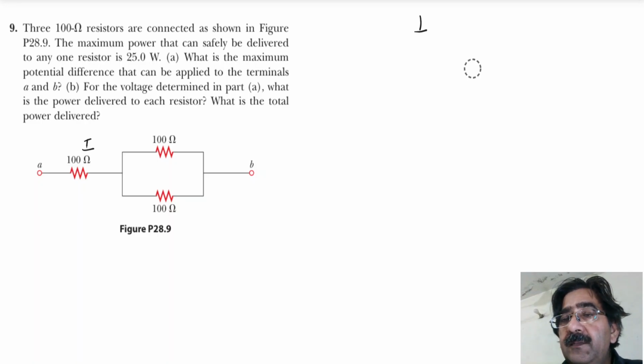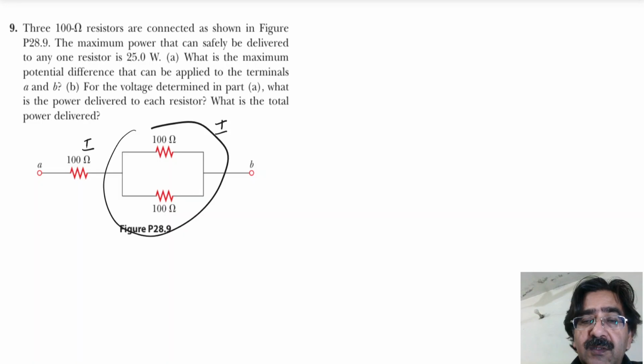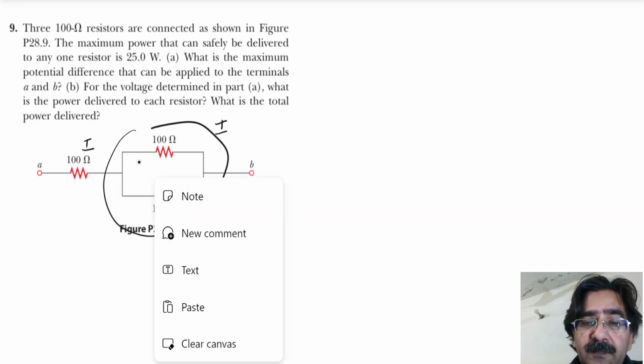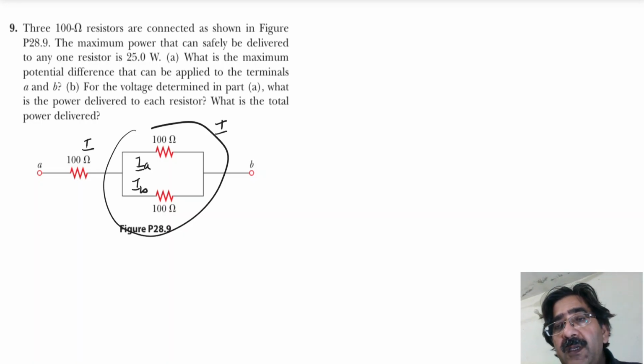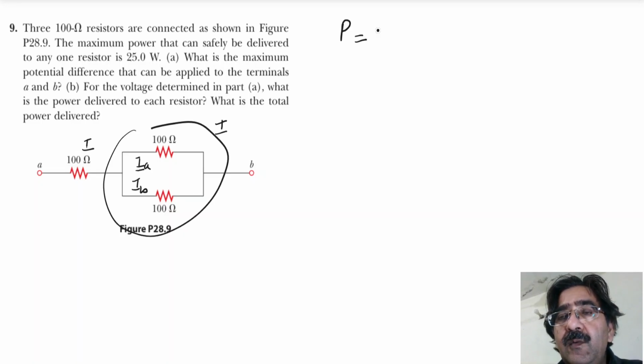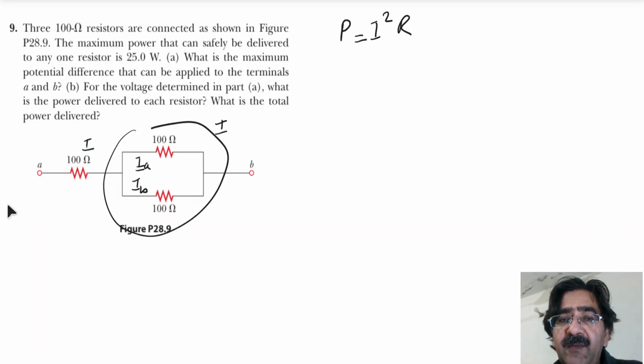This current I will pass through this resistance, and the same current I will pass through these two resistances, divided into IA and IB. Since this current I passes through this 100 ohm resistance, as we know, P is equal to I squared R, and the same I passes through this 100 ohm resistance and these resistances.